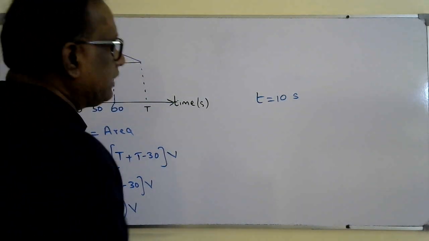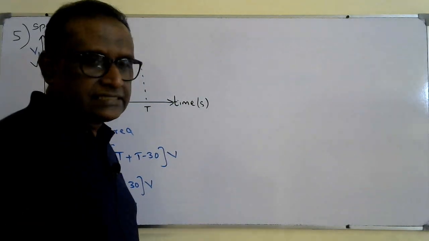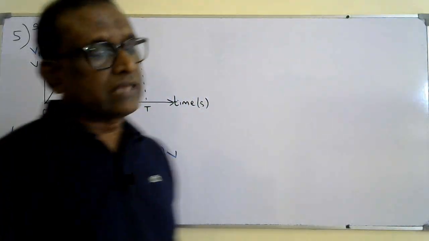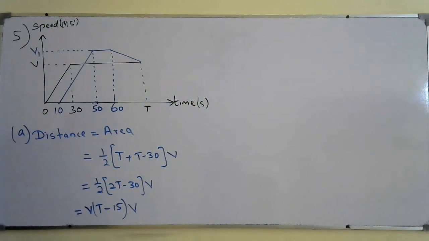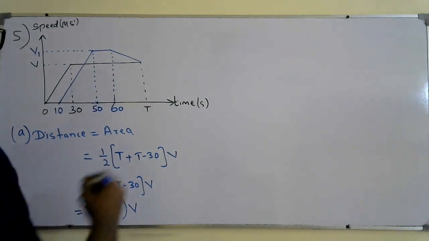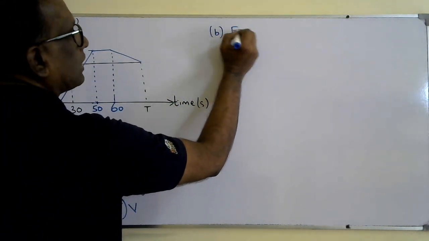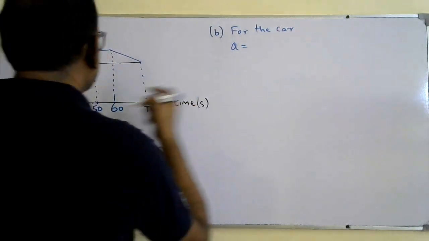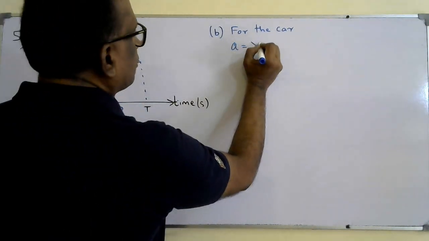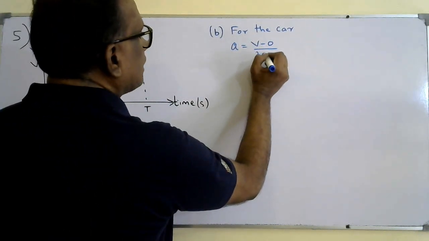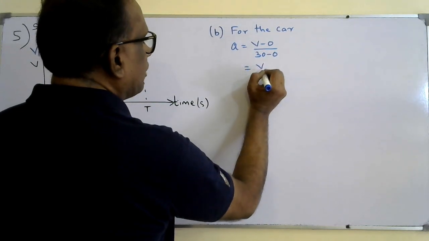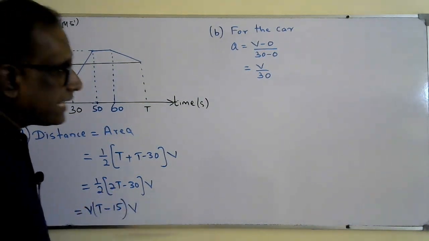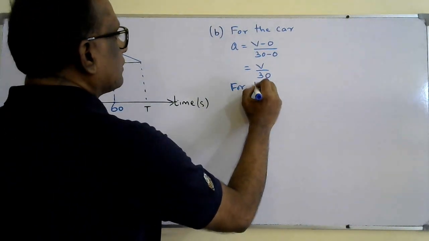We have only one piece of information: the relationship between V and v1, that both have the same gradient. We'll use that idea, first for the car. The acceleration of the car is equal to the gradient, V minus 0 over 30 minus 0, so that's going to be V over 30. The acceleration is the same for the motorbike.